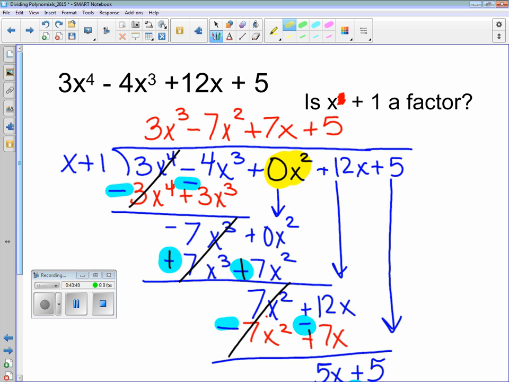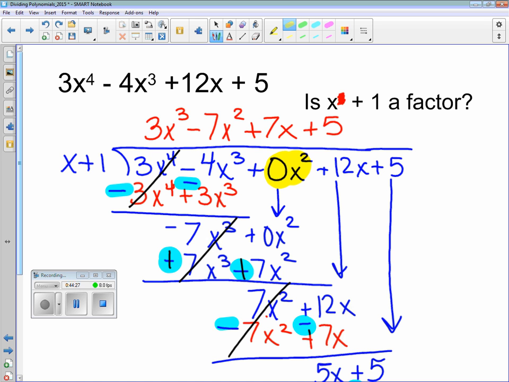You ready? I could have just as easily answered this question by graphing this. Just graphing the problem, plus 12x plus 5, and looking for what? What's the root I'm looking for? Not 1. Negative 1. If x plus 1 is a factor, the root is negative 1. If I go to my table, is negative 1 a root? Guess what? X plus 1 is a factor. Done. I could have answered the question that quickly.